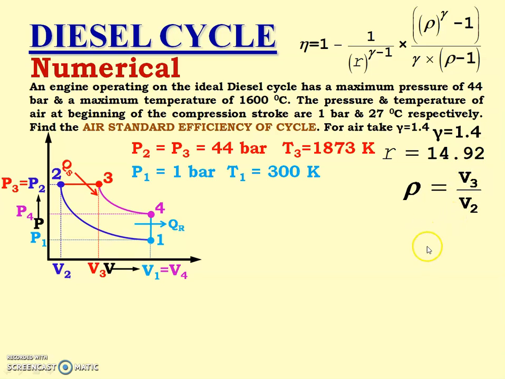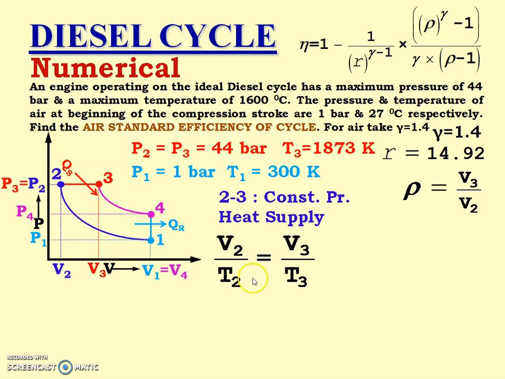Now we have to calculate the value of rho, that is equals to V3 by V2. So now again for the process number 2 to 3, that is the constant pressure heat supply process. What is the relationship between PV and T? That is V by T is constant. So for process number 2 to 3, we can write V2 by T2 is equals to V3 by T3. Now we want to calculate V3 by V2. So the V3 by V2 is equals to T3 by T2 is equals to rho.